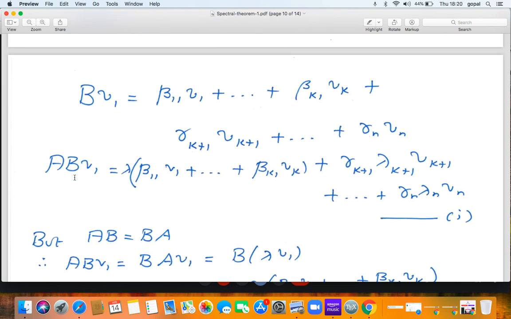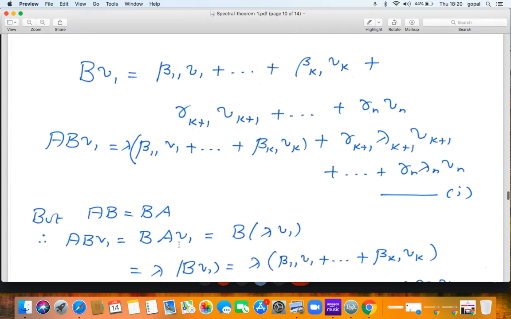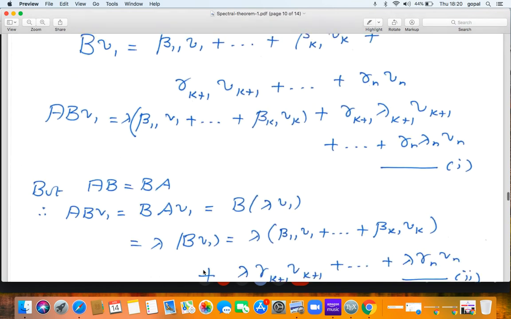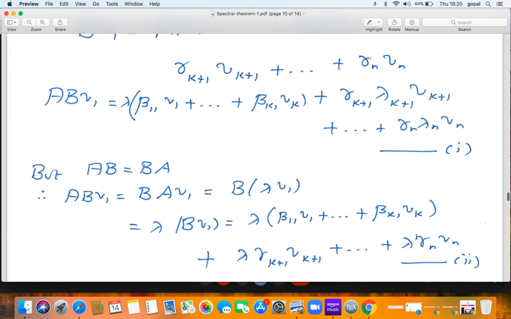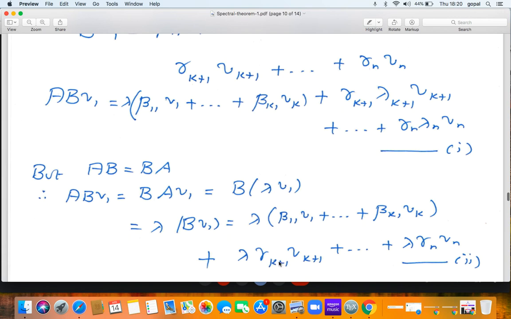Now, on the other hand, ABV1 is the same as BAV1. And what is BAV1? B of lambda V1. Lambda comes out, and that is BV1. But what is BV1 by hypothesis? The same list. Lambda times beta 1,1 V1 plus ... beta k1 Vk. And then the gamma k plus 1s are all there, but this time they're all getting multiplied by lambda. So let us call this equation number 2.